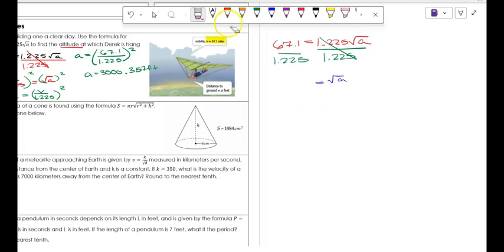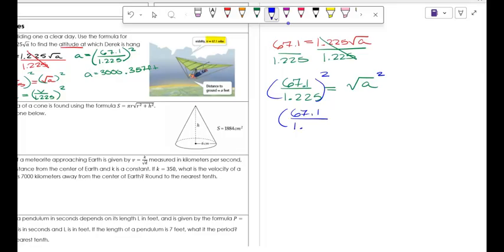is keep it exact. So at that step, instead, I'm going to keep that as 67.1 over 1.225. Keep it like that, is equal to the square root of A. And then when we square both sides, we still have it exact right here. So it's that 67.1 over 1.225 all squared is equal to A.